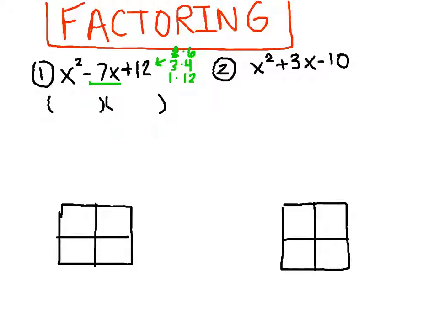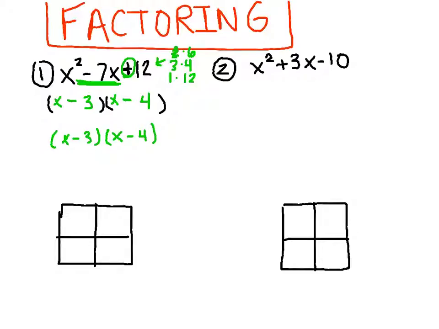And I see 3 and 4 we can add and subtract to give us negative 7. So I'm going to put 3 and 4. We know that the x's need to be multiplied together. And because this last term is positive, these products either need to be both negative or both positive. And because this middle term is a negative, that means both of these symbols need to be negative. So when we factor number 1, it should be x minus 3 times x minus 4.